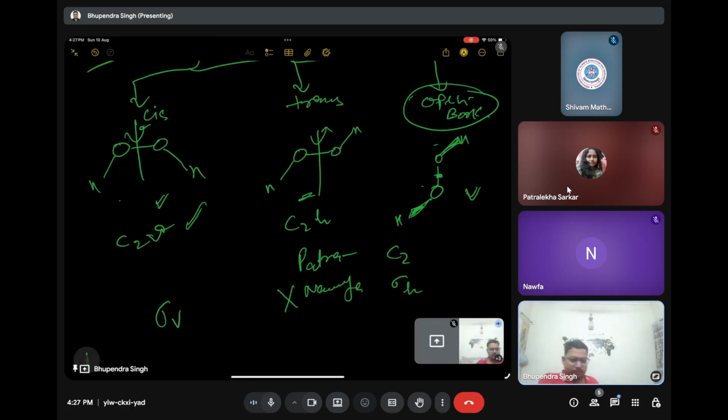I don't know whether you are able to follow or not. Let's say one H is here, and here one H is present. If you cut it from here, from the middle, like a mirror is present here, this H will invert here. You will not get the same orientation of the molecule. So sigma V is also not present. I think you are not able to follow, I believe.